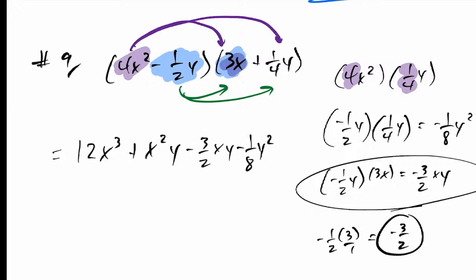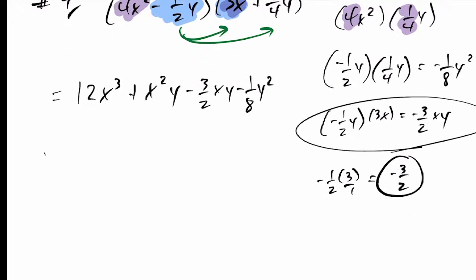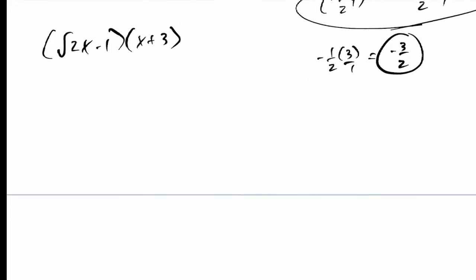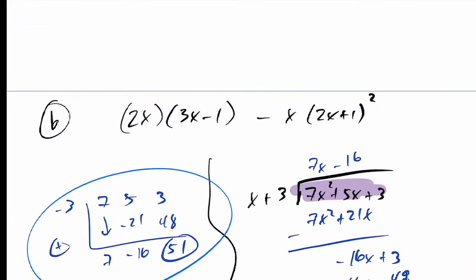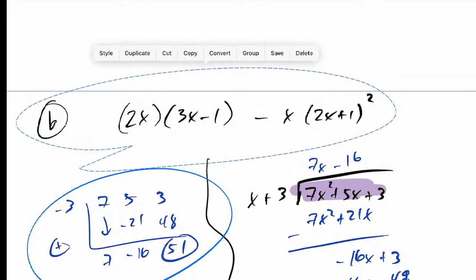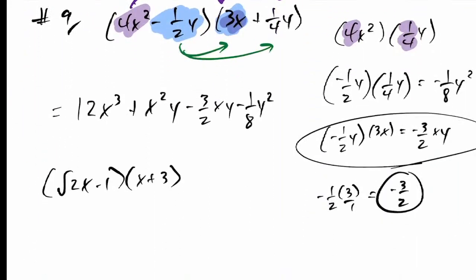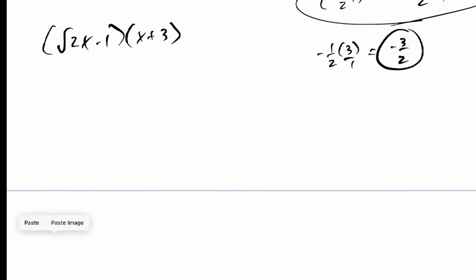Sure. Let's try with the root in front. Let's do root 2x minus 1 times x plus 3, if you'd like to try that one with the square root. Sure, Nicole. Let me just copy it, and then I'll get back to that one there. Okay, there's the one I made up.